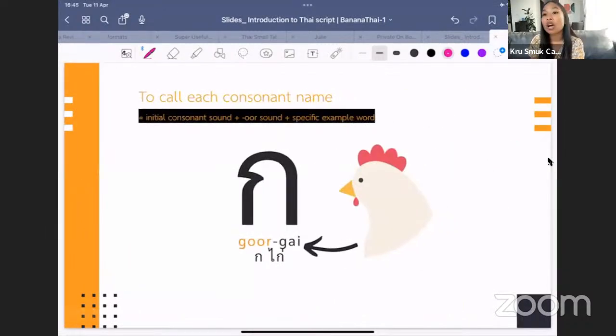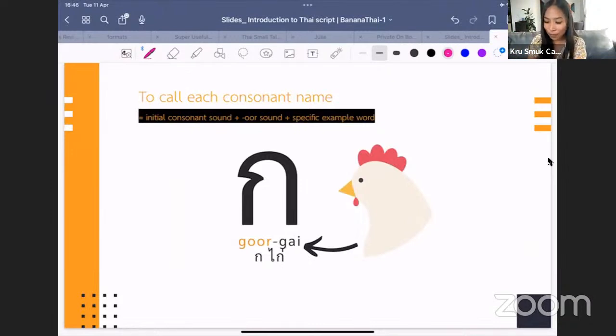Next thing about the consonants. Many people ask me, why is this letter, this consonant, called gao gai? Why does it have to be gao gai? Well, in Thai, we use a word, mostly a noun, to kind of make it easy for the kids to remember the name and the sound.